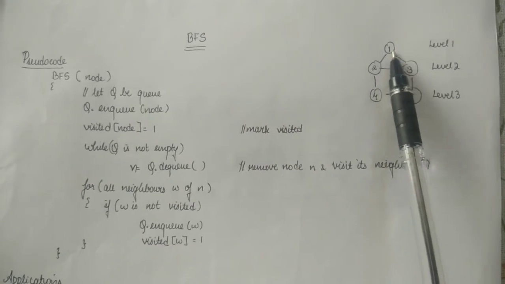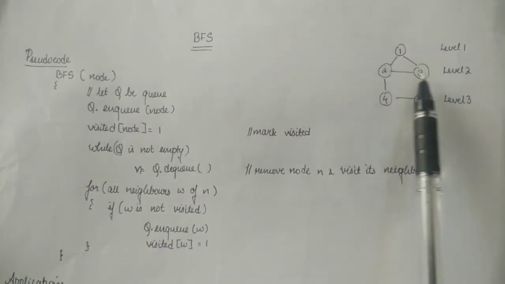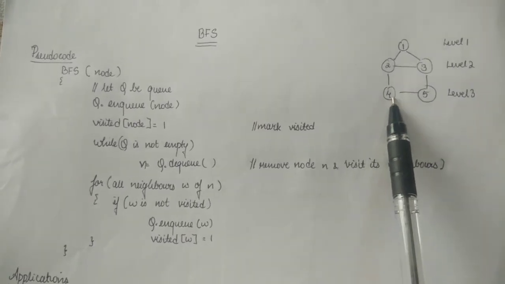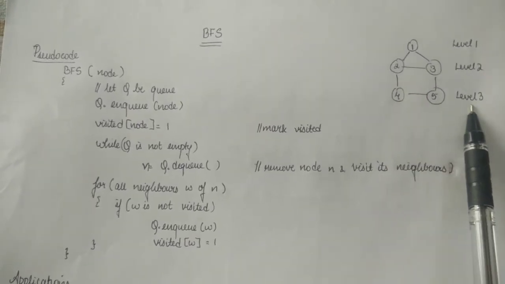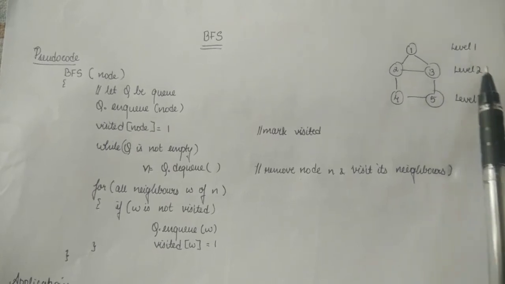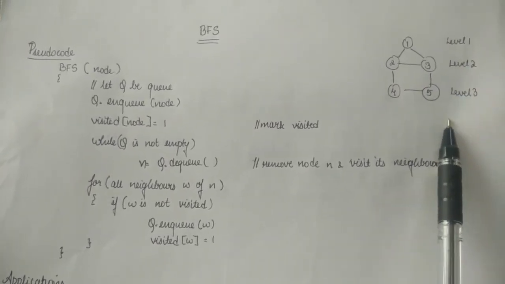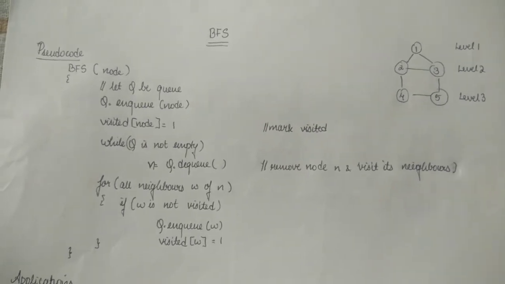So basically from node 1, you traverse to node 2 and then 3 because it's in level 2. And then we move on to node 4 and node 5 in level 3. So after traversing nodes in level 1, we move on to level 2 and then level 3. These levels can also be called layers. Moving on to DFS.